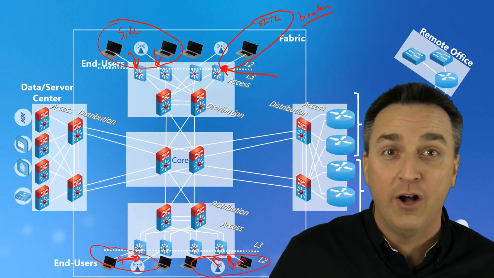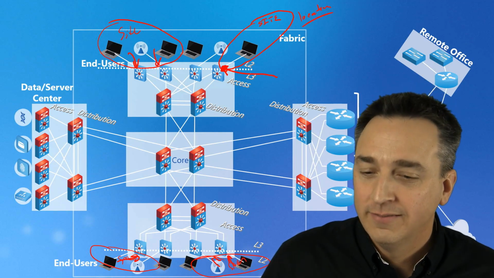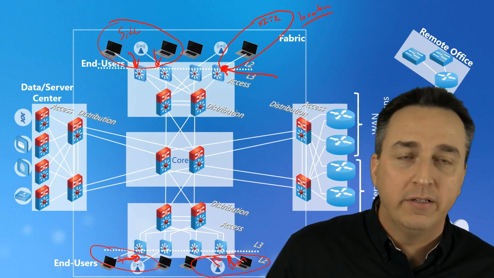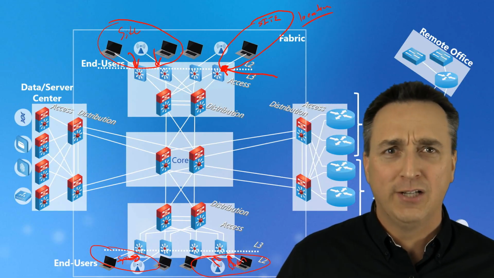No spanning tree protocol. I love it. No first hop redundancy protocols. I love it. A lot less things I now have to implement. But now I got to learn how to do LISP and VXLAN to make all this work. I got to learn about these things called LISP sites.